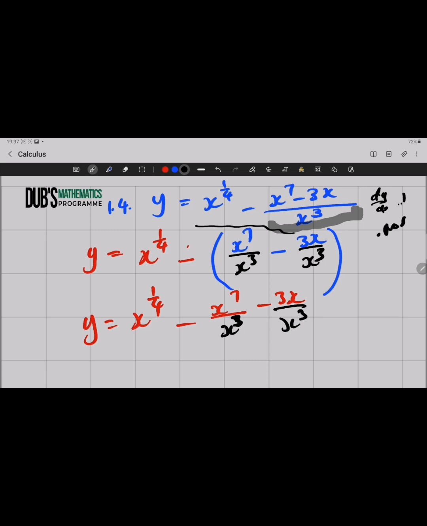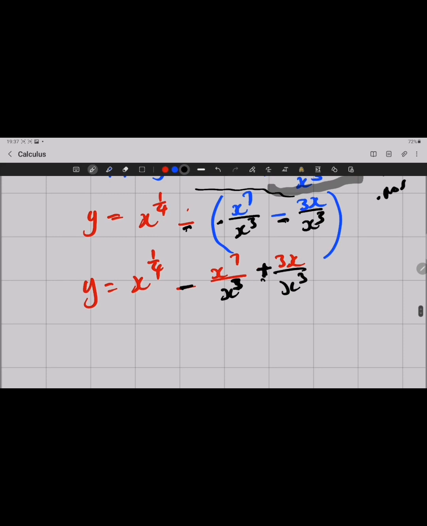Are we done? Actually, it's going to be a plus here. Why? Because it's minus times minus. It's a plus. Here it's minus times plus, so it becomes a minus. So now see the importance of putting the bracket here. It helps you to catch this plus. Okay.